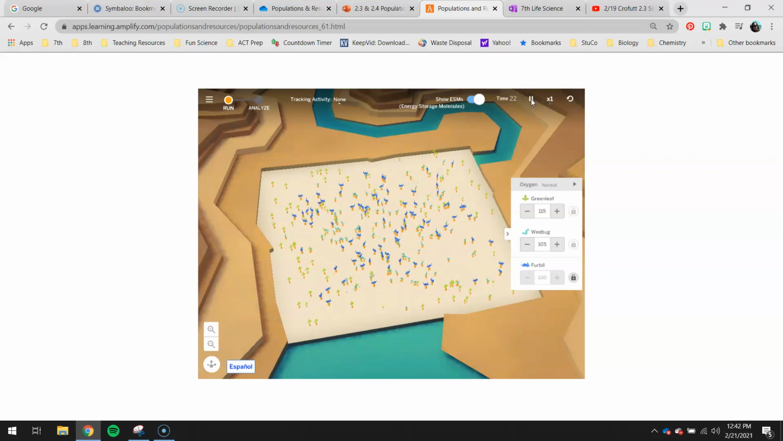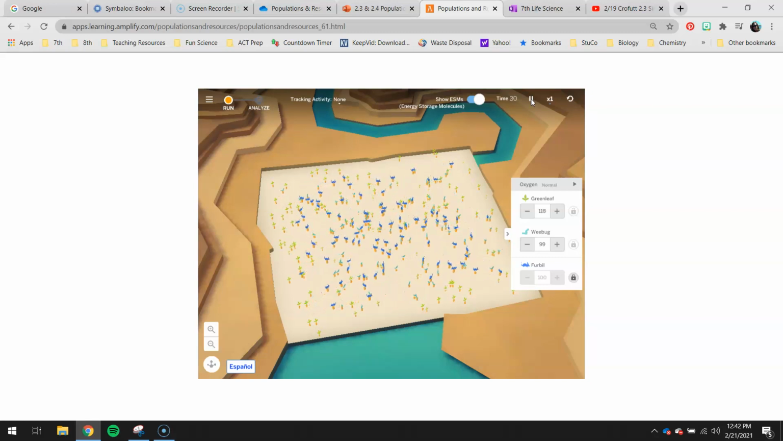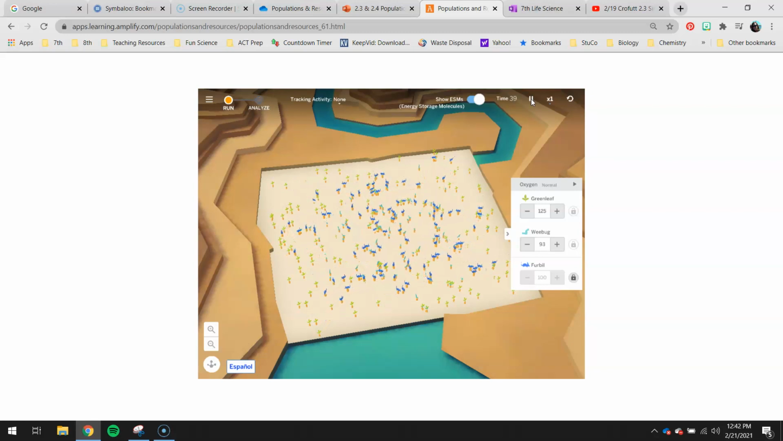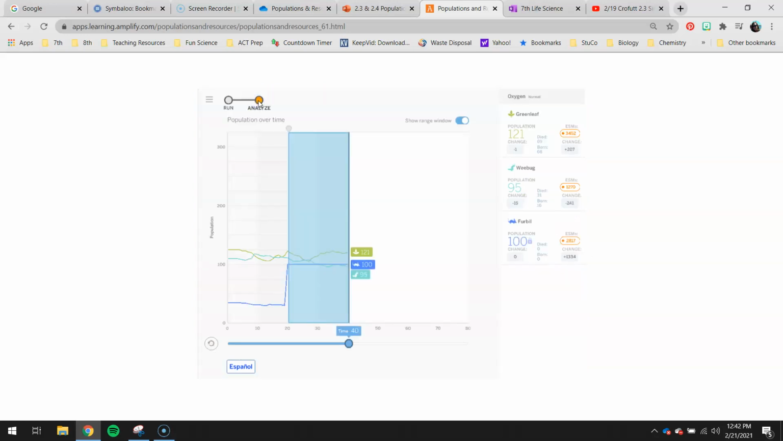So I'm going to hit play, and I'm going to watch it until it goes to 40. And then we're going to take a look at the graph and see how that change of fur bills affected our other populations. So now I have it paused at 40, and I'm going to go up here to analyze. All right, so here's our graph. We have a couple different features to our graph.